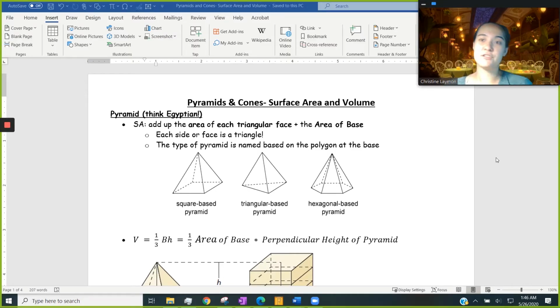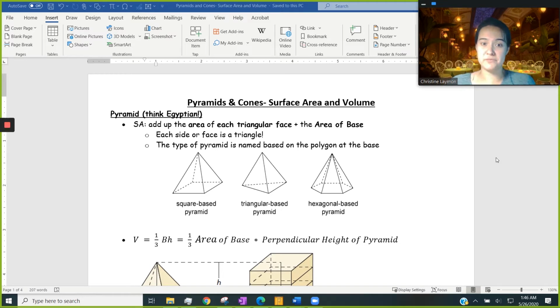We're going to talk about the surface area and volume of pyramids and cones. Let's start with pyramids. So you can think about the Egyptian pyramid. Pyramids have triangular faces. So front, back, left, and right, they meet at one point, and the bottom can be any shape.